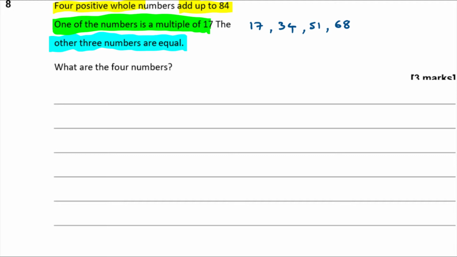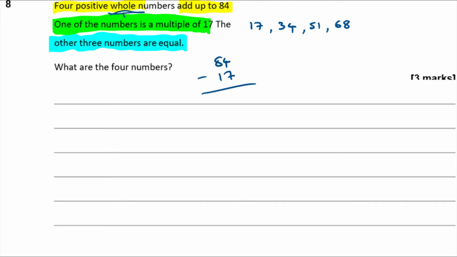Okay, now the other 3 numbers are equal, and these are whole numbers, aren't they? So that means that whatever the first number is, when I take that away from 84, what's remaining needs to be a multiple of 3, so I can divide it equally by 3 and find my 3 other numbers. Okay, so what we're going to do is we're going to try each of these numbers in turn, and we're going to see what we get when we subtract it from 84, see if it's a multiple of 3 or not. Okay, so what's 84 subtract 17?